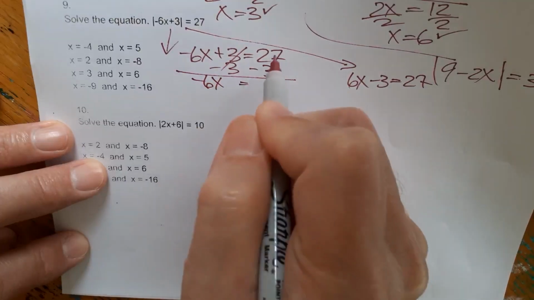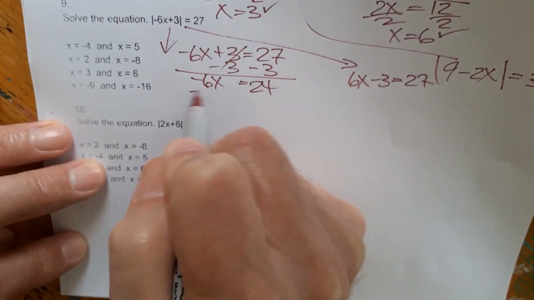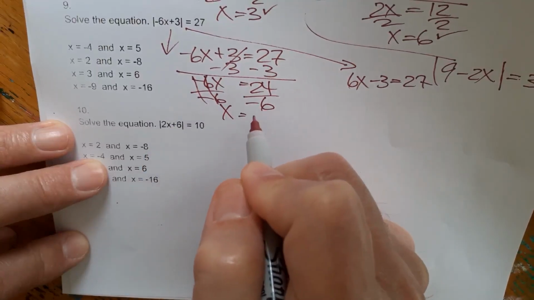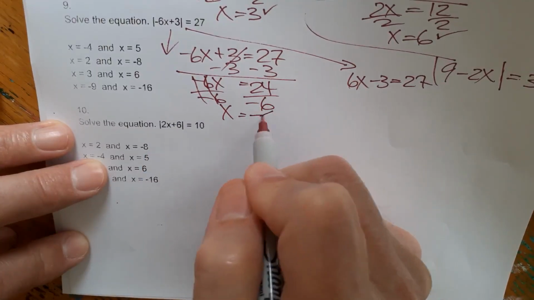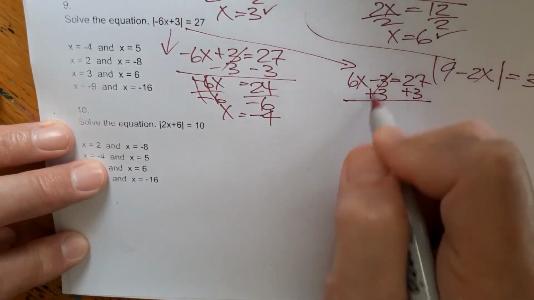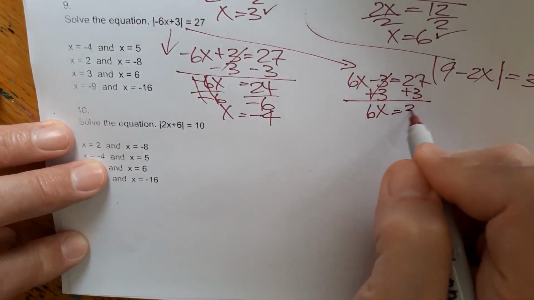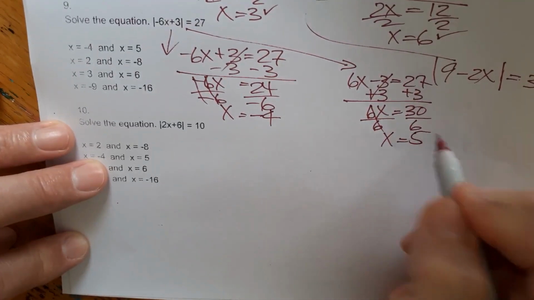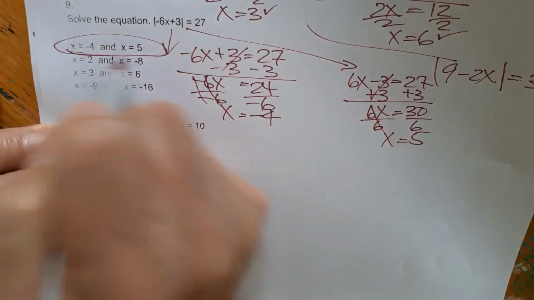Negative 6x equals 27 minus 3 is 24, divided by negative 6, divided by negative 6. X equals, there's a negative here, and 24 divided by 6 is 4. So negative 4. Plus 3 on both sides. 6x equals 30, divided by 6, divided by 6. X equals 5. So two answers, negative 4 and 5.